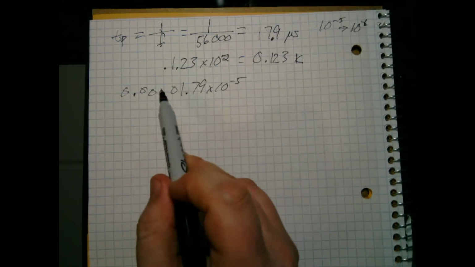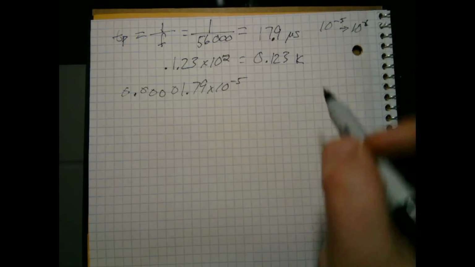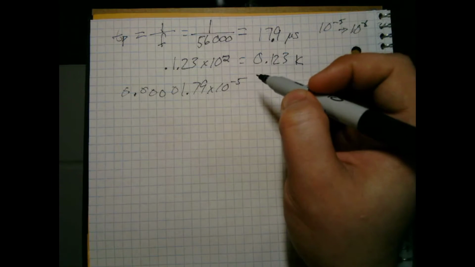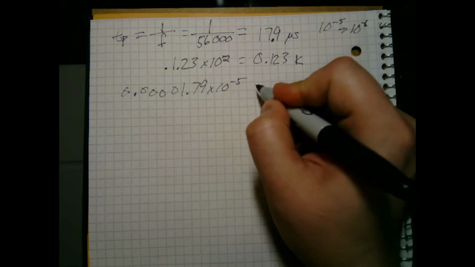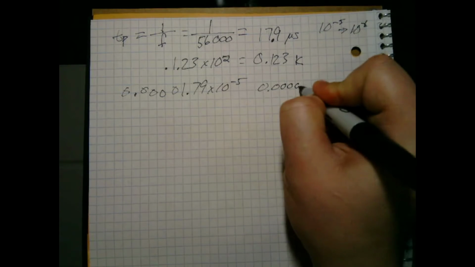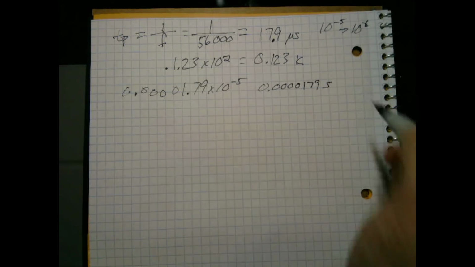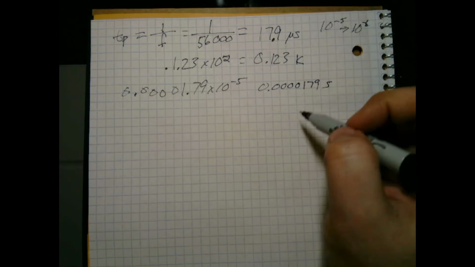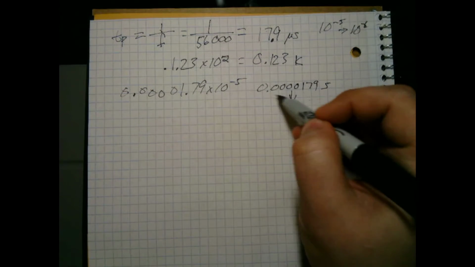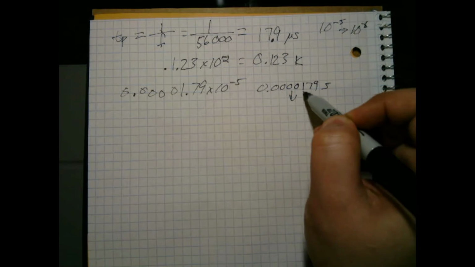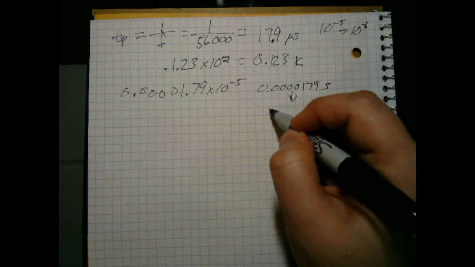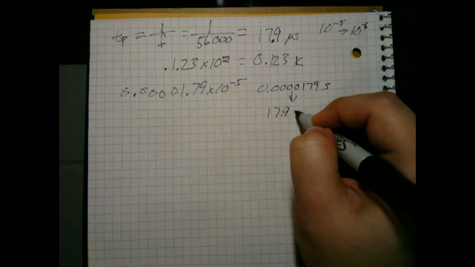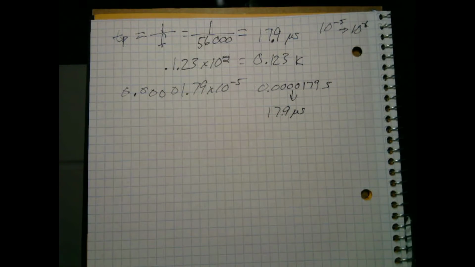to get 0.0000179, so it would be that number of seconds, and then you can convert that by moving the decimal place 1, 2, 3, 4, 5, 6, to 17.9 microseconds. That's fine too.